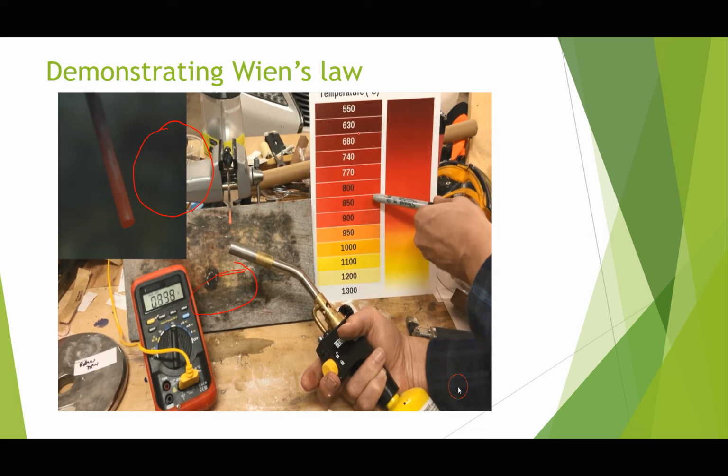Therefore, we are saying that the wavelength at maximum intensity is inversely proportional to the absolute temperature, or the Kelvin temperature of the object. That is Wien's displacement law. The wavelength at maximum intensity of radiations coming from the body is inversely proportional to the absolute temperature. That is Wien's displacement law.